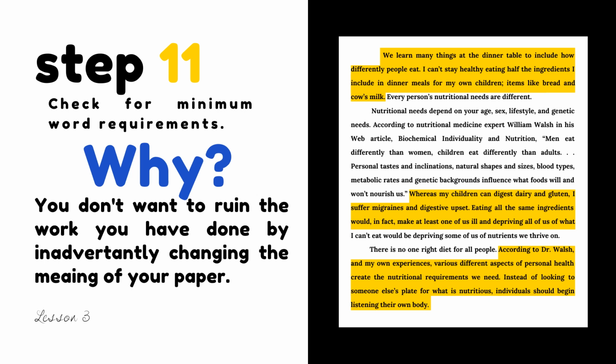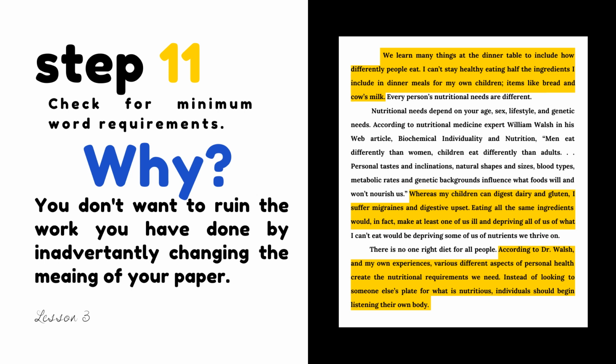You don't want to ruin the work you've already done by inadvertently changing the meaning of your paper. So steps 1 through 5 carry the bulk of the meaning of your paper. They are the heart of your paper. They are the brains of your paper. And so you don't want to inadvertently change the meaning of your paper, because if you go fiddling with your main thesis statement, if you go fiddling with your topic sentence, you could change the meaning in such a way that makes your entire paper make no more sense. And I've seen students do that.